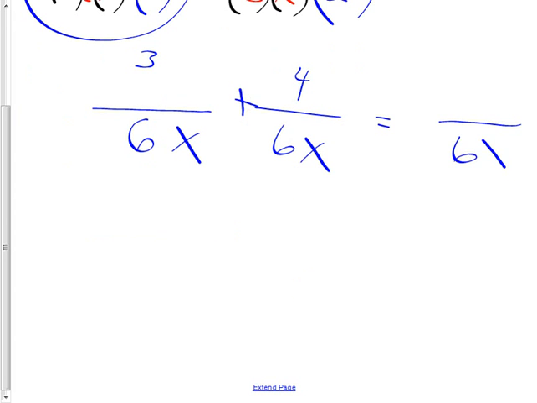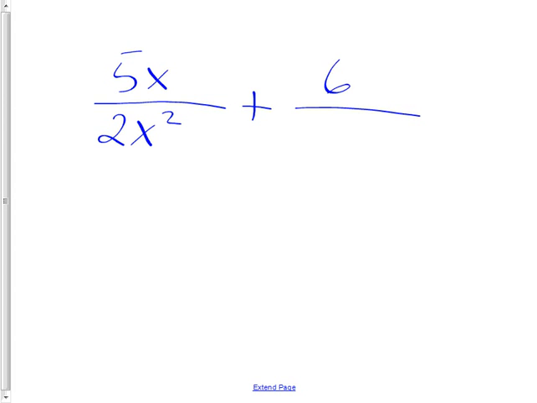It's equal to something over 6x. 3 plus 4 is 7. 7 over 6x. All right, I'd like you to try another one like that. 5x over 2x plus, 2x squared plus 6 over x.